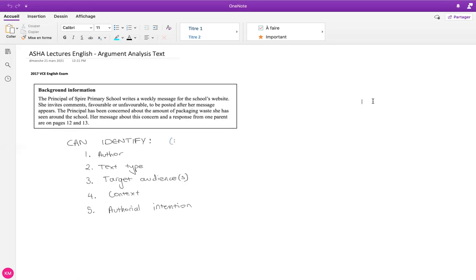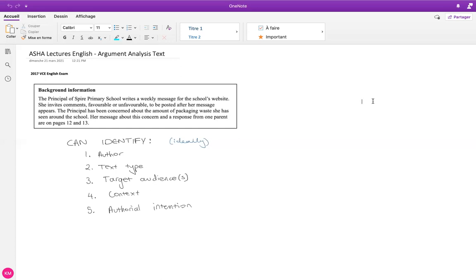Okay, so five features that we might be able to identify. I'm just going to put the word ideally here. So if you can't identify all of these, that's not a problem. Just try your best to do it. It may not necessarily work. It really just depends on the background information and what they've included within it. So let's walk through each of these features and see if we can find them. It's as easy as that.